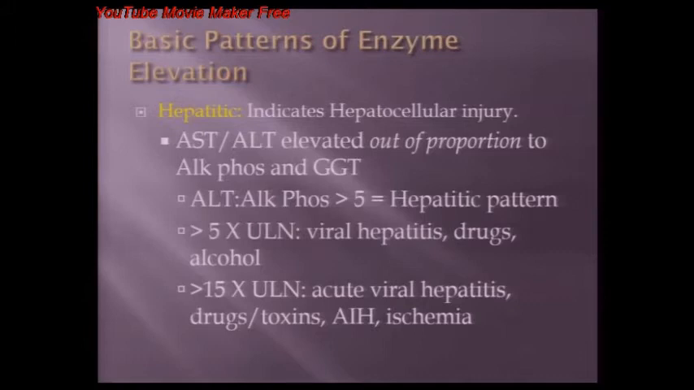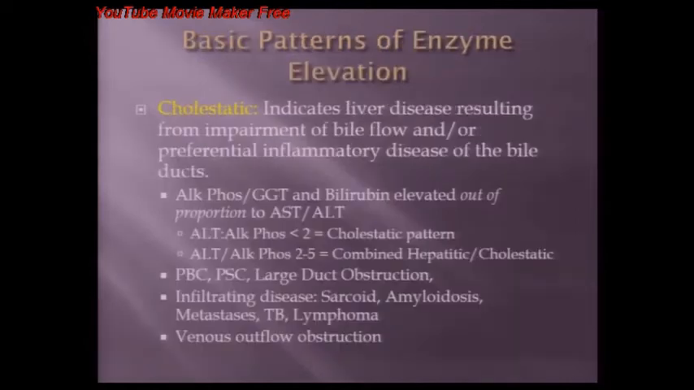If it's severely elevated, we're thinking more of an acute viral hepatitis, okay? Drugs, toxin, autoimmune, ischemia. So those are all hepatitic patterns that affect the hepatocytes preferentially, not the bile ducts. The opposite would be your cholestatic pattern. This is going to be when your alk phos is elevated out of proportion to your AST and ALT, and that usually means that there's a problem with the bile ducts.